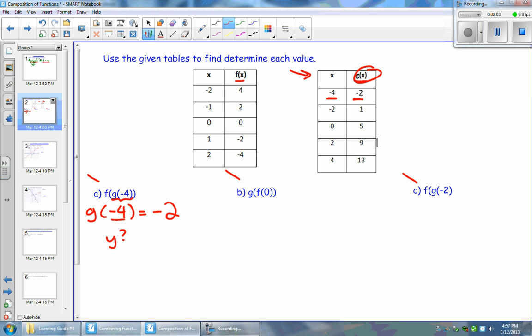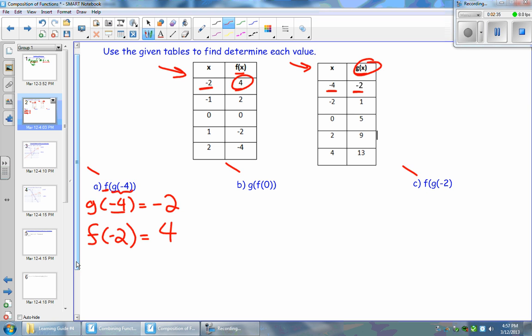Once we find the value of the inside function, we can put that into the outside function. What's outside is f, so we want to evaluate f of -2. Once again, you're going to use your handy tables to find that value. Since we're evaluating f, you look at this table and find the corresponding y value when x is equal to -2. That y value is +4. So you can conclude your answer by saying f of g of -4 is equal to +4. There's your answer for the first part.